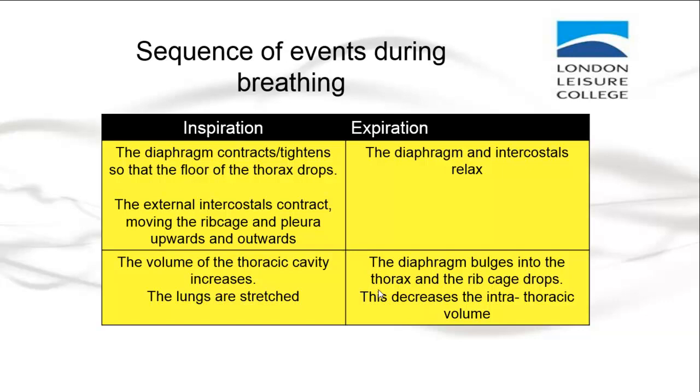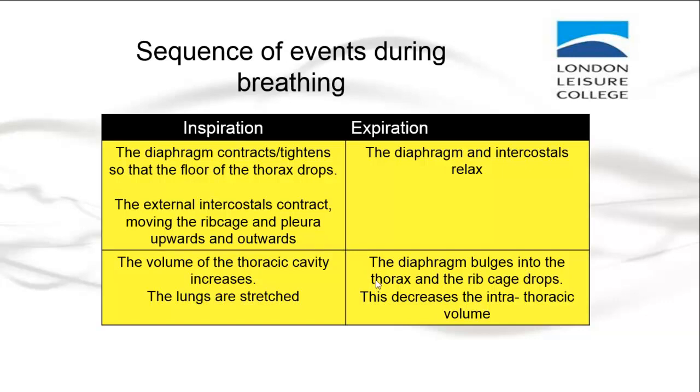So let's look at the sequence of events during breathing in more detail. So the diaphragm contracts when you inspire, when you breathe in. So the diaphragm contracts and tightens so that the floor of the thorax drops. The external intercostals contract, which move the rib cage and pleura upwards and outwards. And this in turn means that the volume of the thoracic cavity increases and the lungs are stretched.